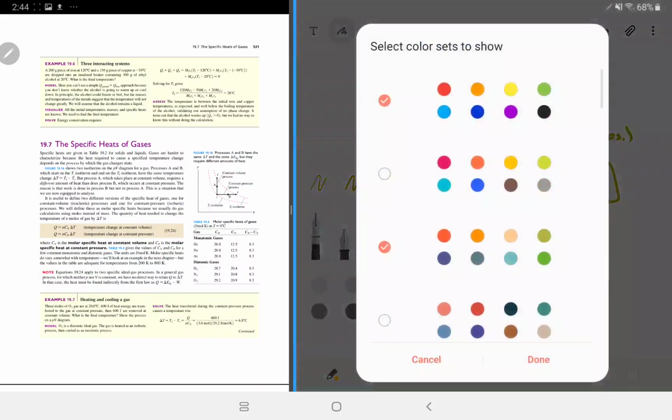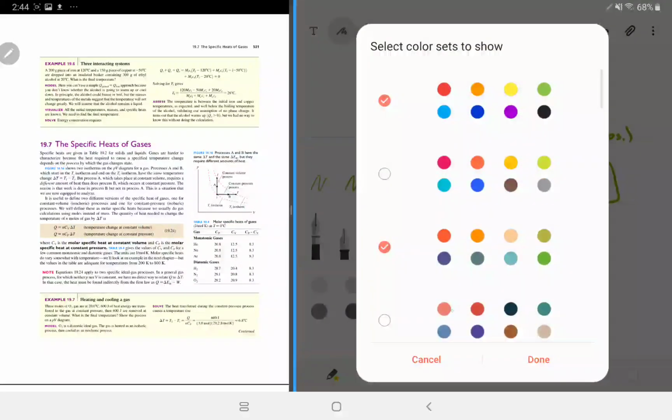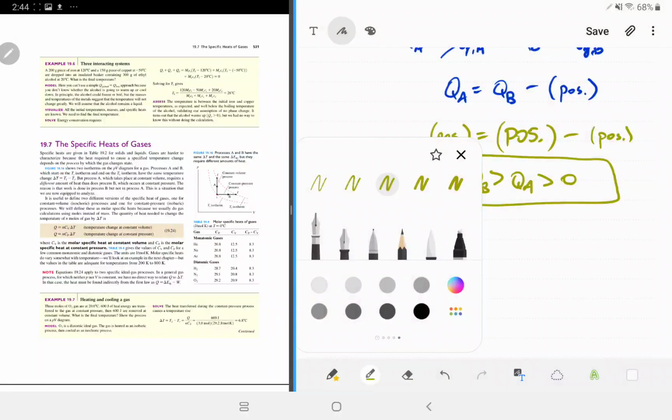Whoa. How do I get back to colors? There we go. What the heck?